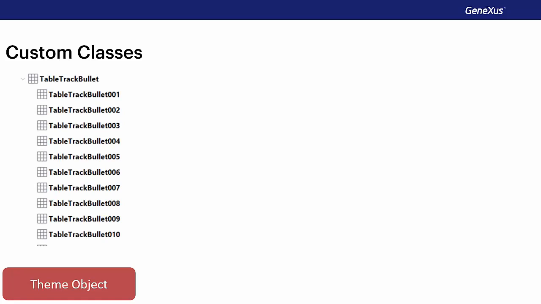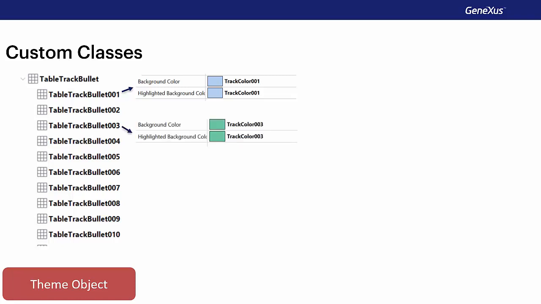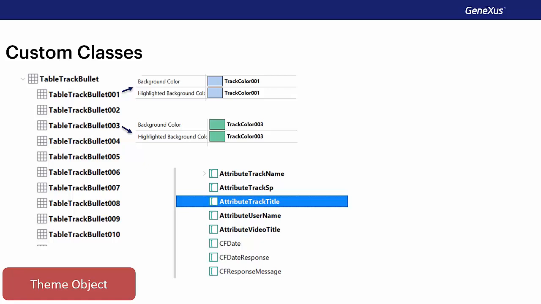As developers, from the information sent to us by the graphic designer, we will modify or create classes and subclasses in the themes, which will then be used by the controls we insert in the layouts. Here we're seeing an example that we will reflect in our app. The class table track bullet and its subclasses, each one with a characteristic color of each track. Or the class attribute track title to show the names of the tracks.